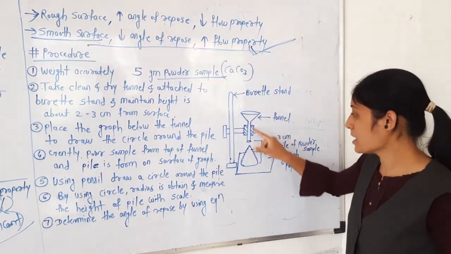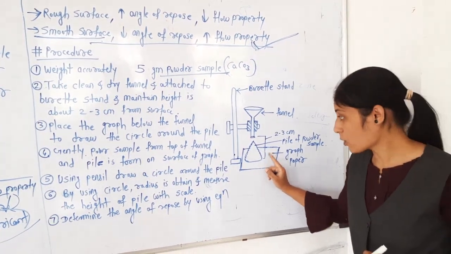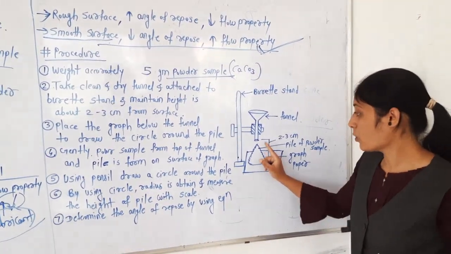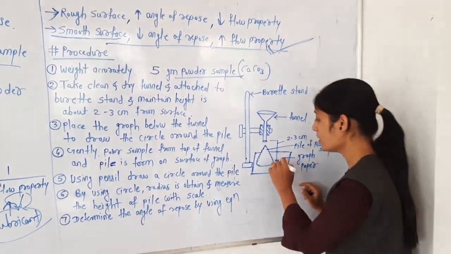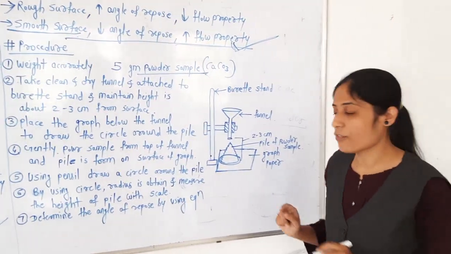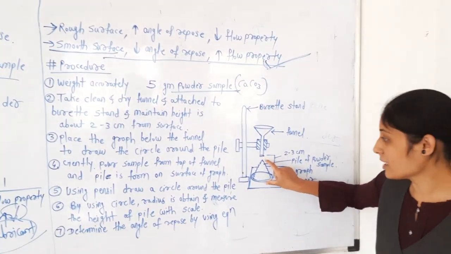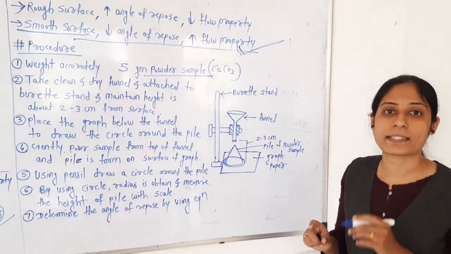After the sample is passed, the sample forms a pile-like shape, or cone-like shape. After this cone-like shape is formed, we have to draw the circle around this cone with the help of a pencil. After drawing the circle, we measure the height of the pile, and we have to measure the height of the pile with the help of a scale.